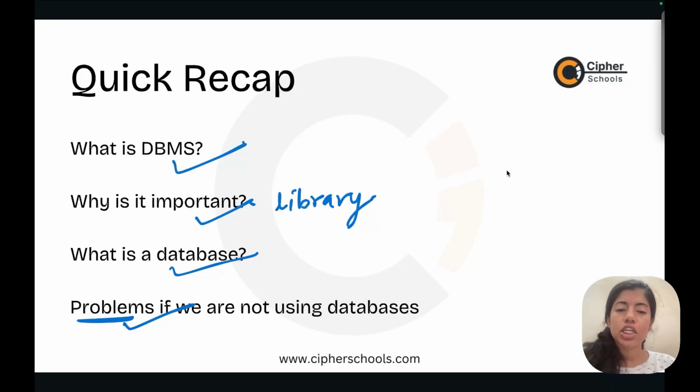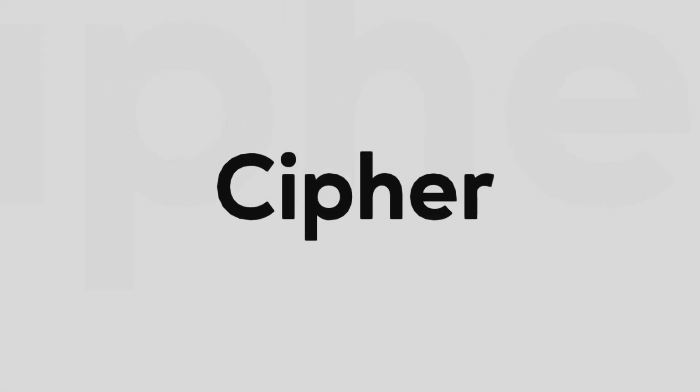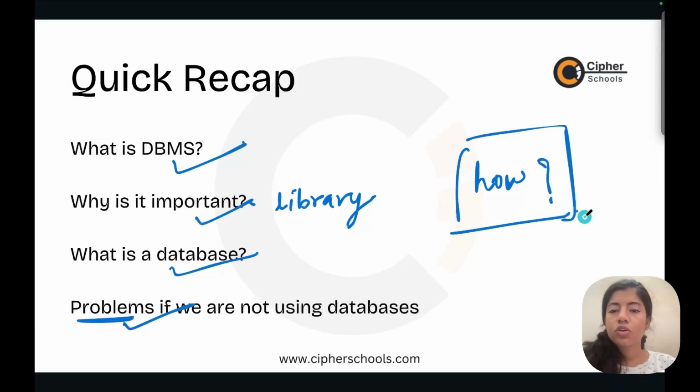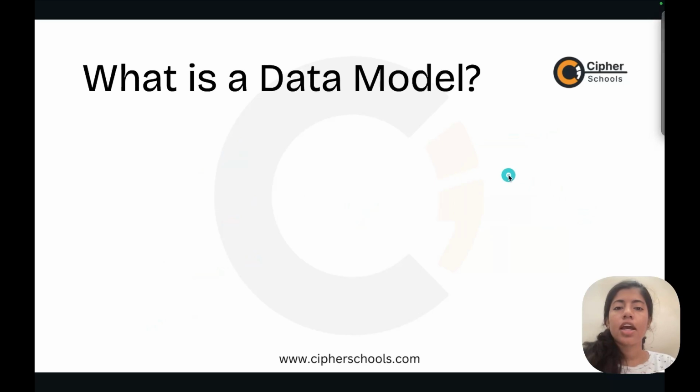Now in this lecture, we'll be discussing how it is doing this, what is happening in the background behind this whole process, and how the structure is defined and how it is stored. Basically, we'll unlock the question of how today. So let us begin with what a data model is.